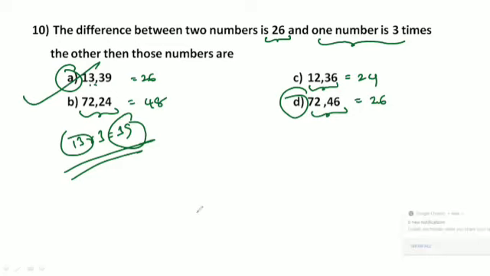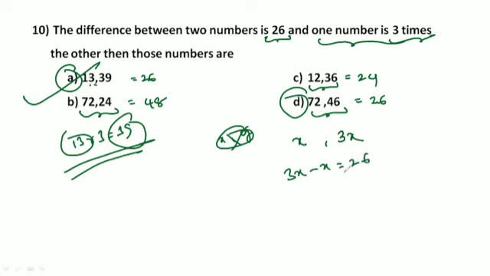We can do this in another method also, children. Let us assume the two numbers: if one number is x, then the other number would be 3x, because the other number is 3 times the first. Then their difference is 26. 3x minus x is equal to 2x, and that is equal to 26. Now 2 1s, 2 13s, so x is equal to 13. This means one number we got is 13. Using this also we can directly select option A as the correct answer.